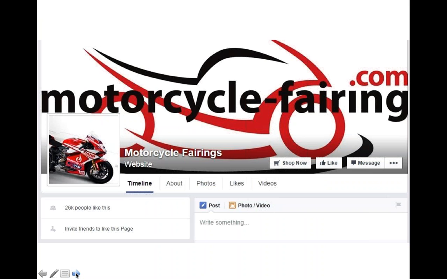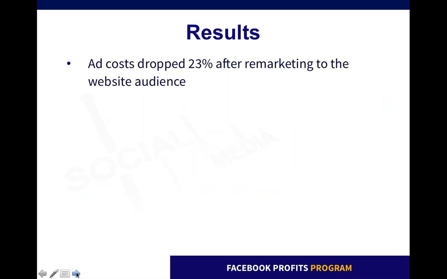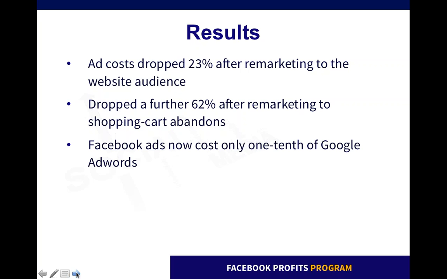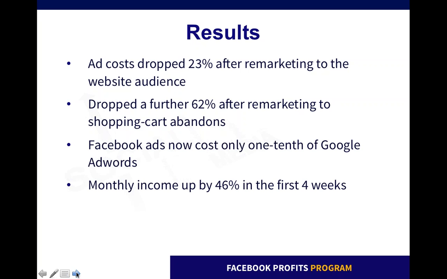So just to give you some results here, this is a client of mine again, who was on the webinar like you guys. He took some action, which is always fantastic. And here are the results that we have from him. He came to the webinar, took some action, and ad cost dropped 23% after remarketing to the website audience. He actually had a really high abandoned shopping cart rate, so it dropped a further 62% after remarketing to shopping cart abandons. Facebook ads now cost only 1/10 of Google AdWords, and monthly income is up by 46% in the first 4 weeks after he started. Monthly income doubled since he started remarketing.